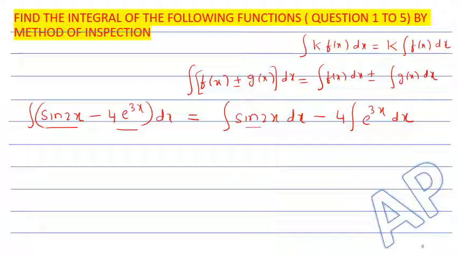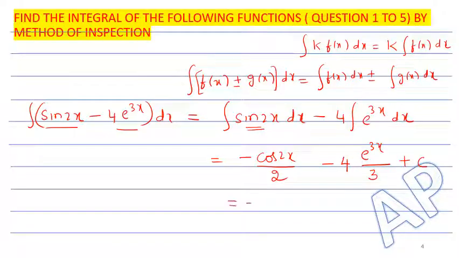So now integral sin 2x is minus cos 2x divided by 2. Coefficient of x ಇಂದ ಡಿವೈಡ್ ಮಾಡಿದ್ವಿ. Minus 4 ಕಾನ್ಸ್ಟೆಂಟ್ ಹಂಗೆ ಇಟ್ಕೊಳ್ಳಿ. e to the power of 3x ಗೆ e to the power of 3x divided by the coefficient of x which is 3, plus c. So answer is minus 1 by 2 cos 2x minus 4 by 3 e to the power of 3x plus c. This is the required answer.